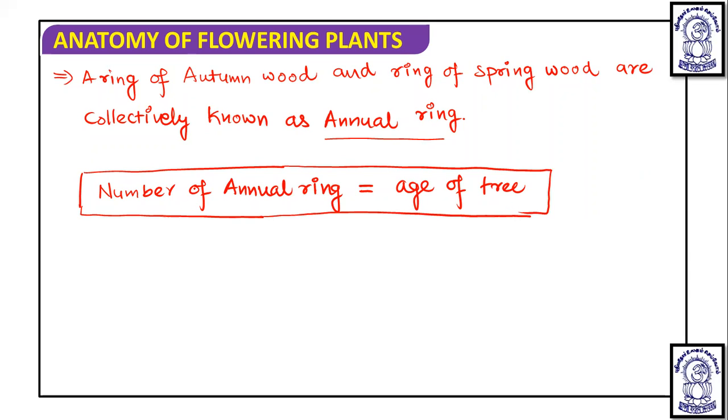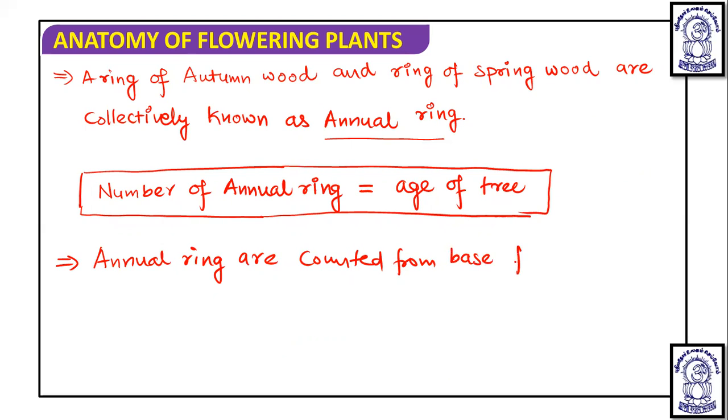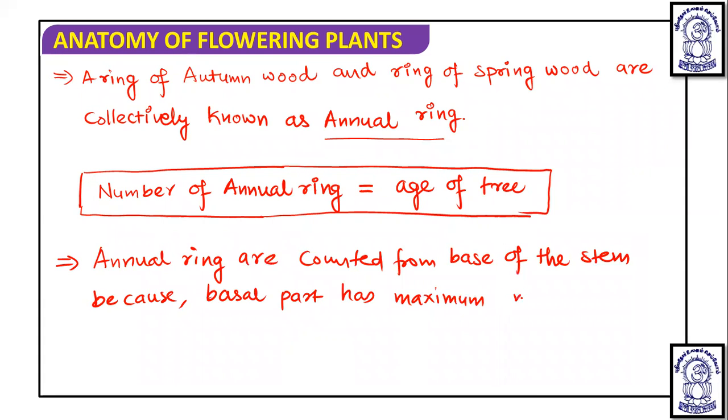Now, if you want to count annual rings, they are counted from the base of the stem, because the basal part has the maximum annual rings and the upper part has fewer. Therefore, counting from the basal region can give a correct idea.